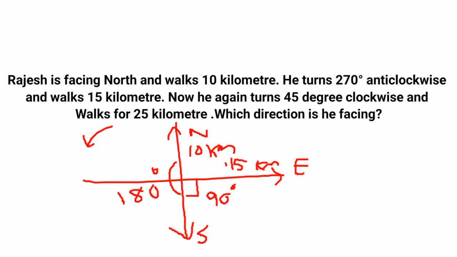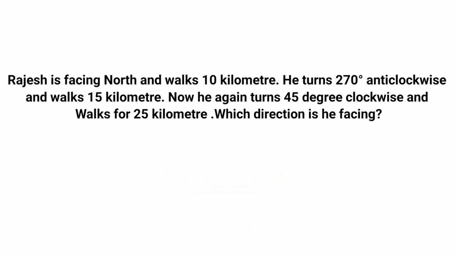Now he again turns 45 degree clockwise. 45 degree clockwise means in which direction? South east. And walks for 25 km. So we are asked to find the direction. The direction is southeast. We can solve by adding the angles also.